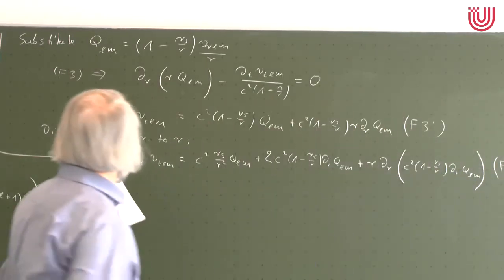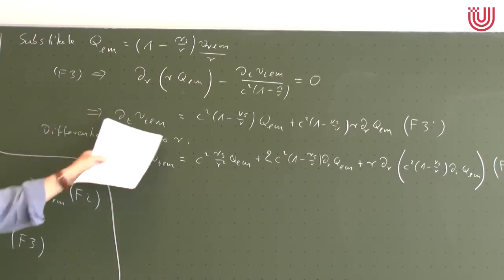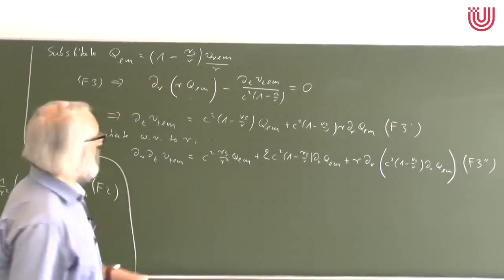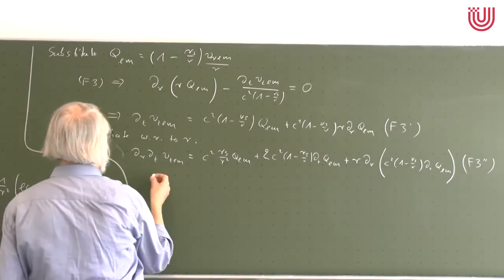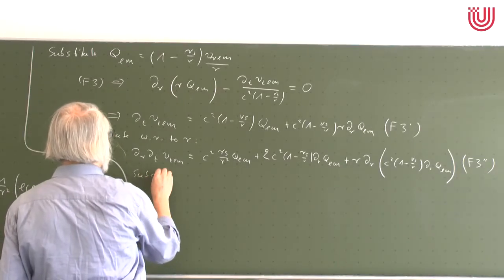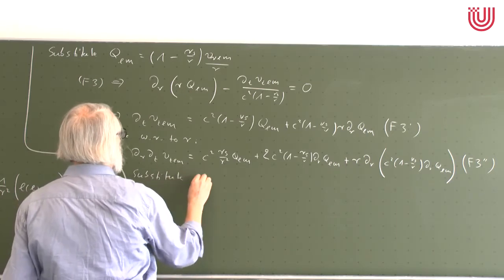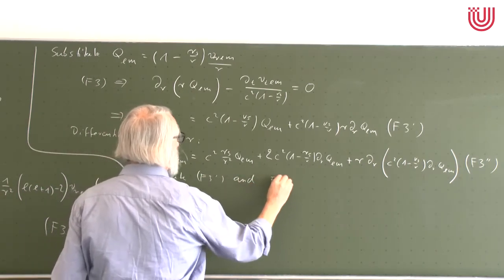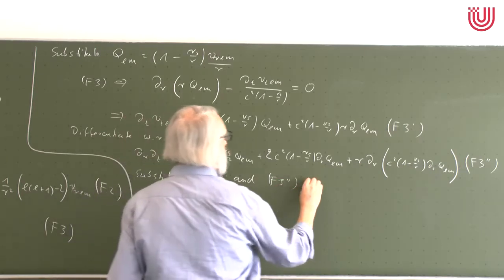So now I have the two terms which are inconvenient in F2. I have expressed them in terms of my new variable Q_lm. So substitute this F3 prime and F3 double prime into F2.